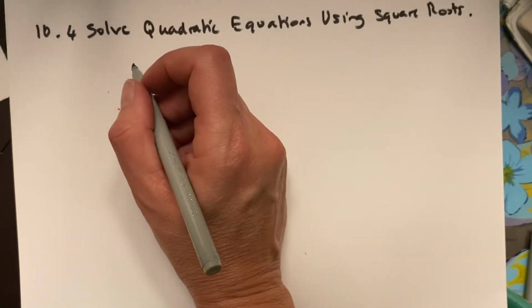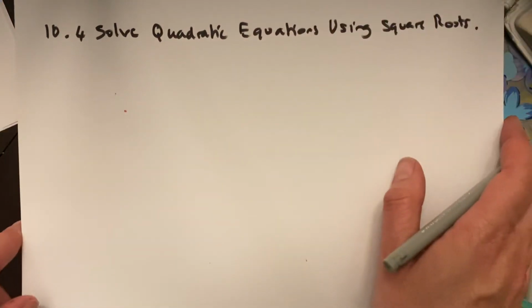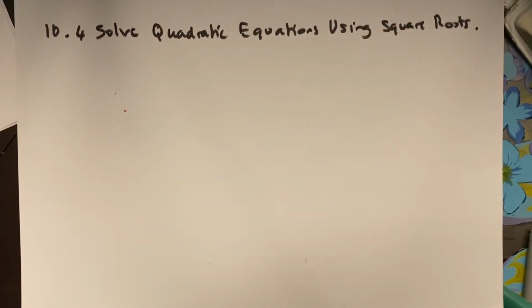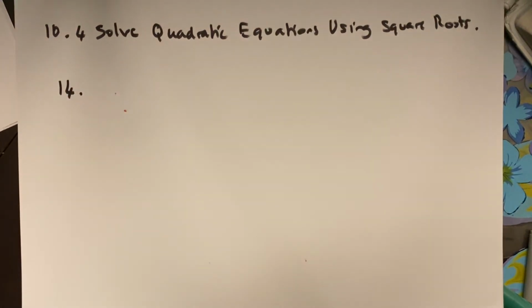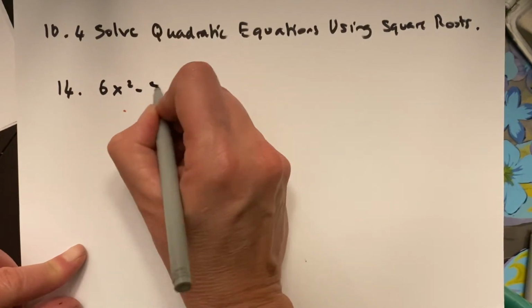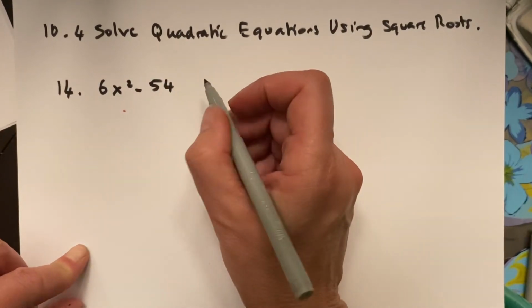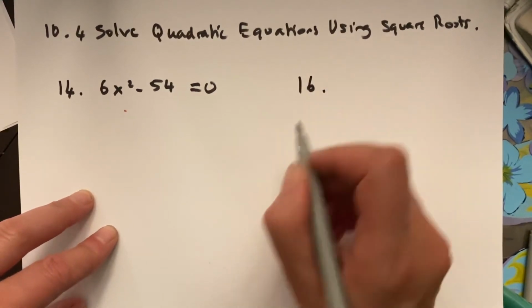The others, yes, you need to do the evens. Here I'm going to do, sorry, the odds. Here I'm going to do a few more of the evens with you. And I'm just going to jump right in instead of getting to the theory with number 14. 6x squared minus 54 equals 0. And 16.